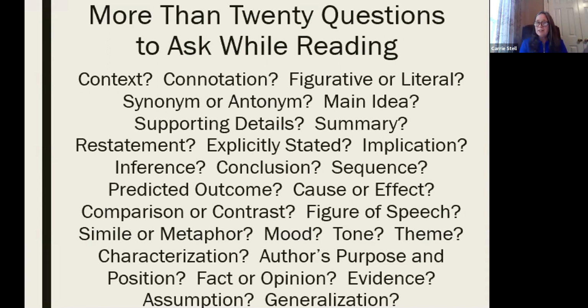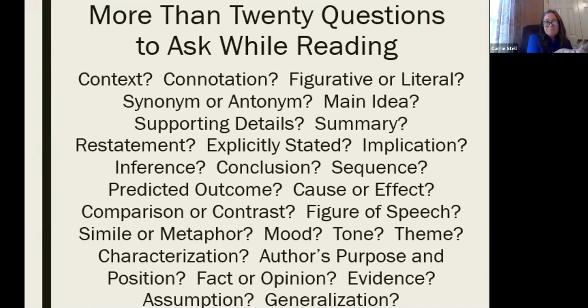What's a figure of speech that's being employed? Is this a simile or a metaphor? What's the mood of this writing? What's the tone of the author? What's the theme of this passage? How would you describe this character? What's the author's purpose and position? Is this a fact or an opinion? What evidence does the author use to support his or her argument or opinion? What's an assumption that is being made? And what is a generalization?